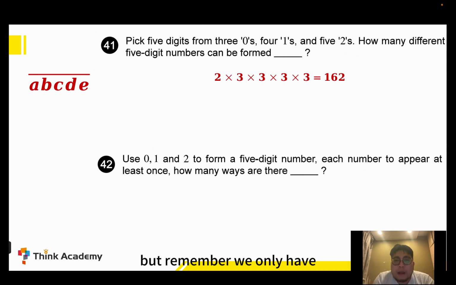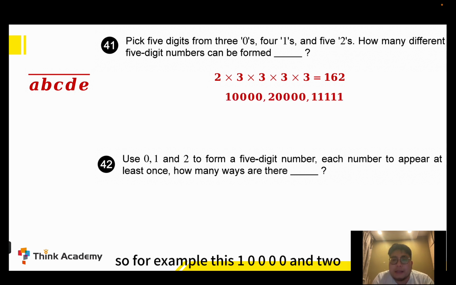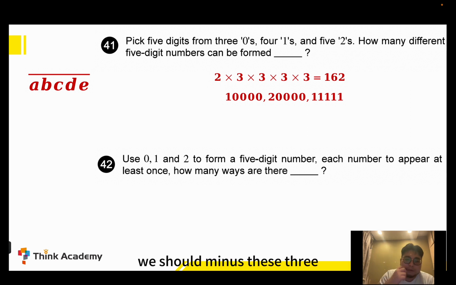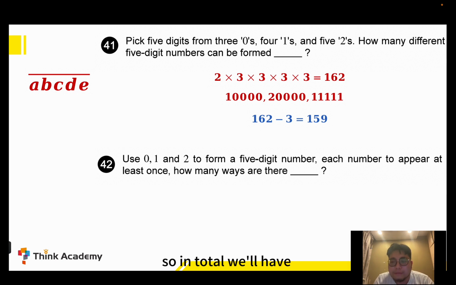But remember, we only have 3 zeros, 4 ones and 5 twos. So among these numbers, some we cannot choose, right? For example, 1 0 0 0 0, 2 4 0 and 5 1, because we only have 4 ones and 3 zeros. So these 3 numbers we cannot choose from the 162 numbers. We should exclude these 3 numbers. So in total we have 162 minus 3 equals 159. This one is very easy.